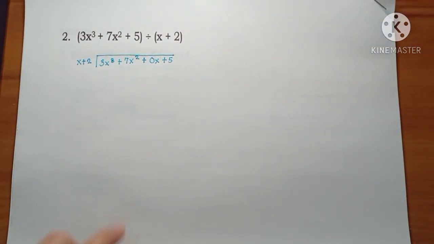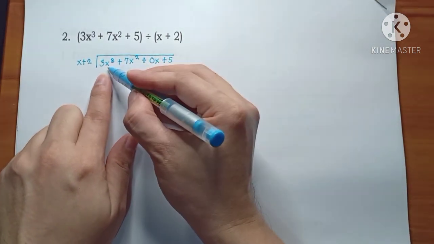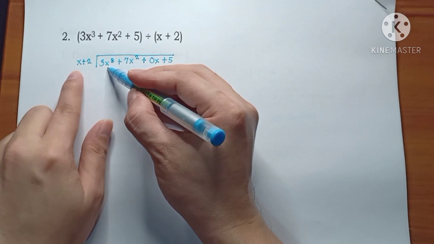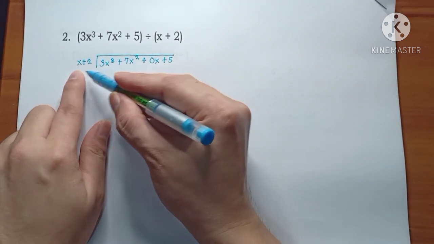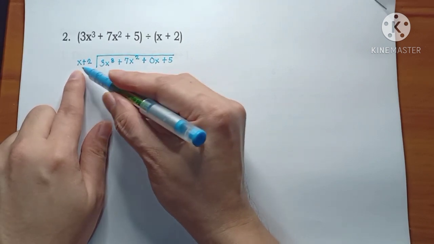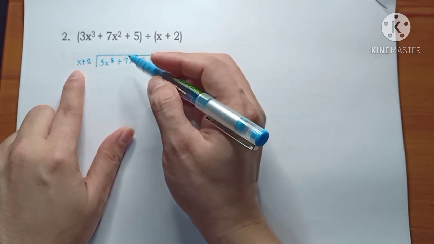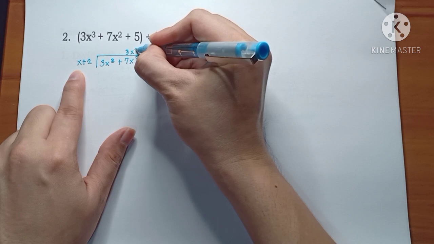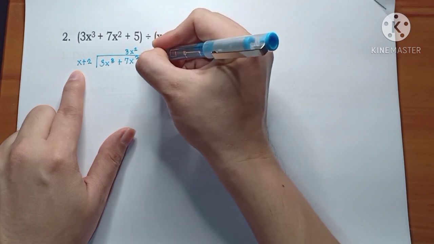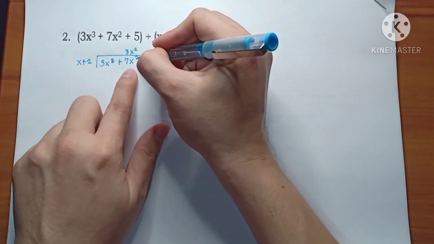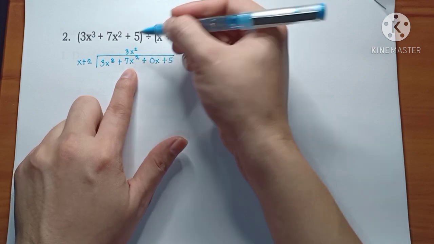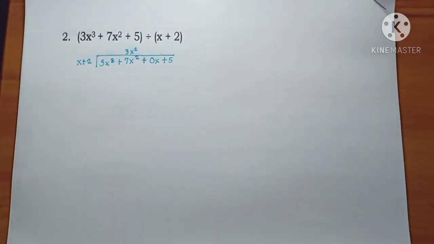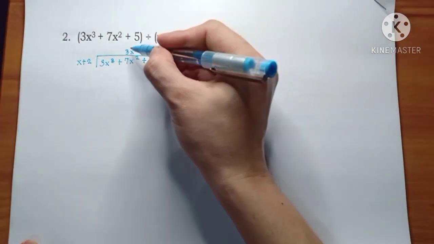So, i-divide natin yan. Divide lang natin yung first, yung una lang. So, 3x cubed divide by x is 3x squared. So, ilagay natin dito yung ating answer. Bakit dito natin ilagay? Kasi para pareho sila ng kanyang literal coefficient. Para alam natin na malapit natin matapos. Para hindi kayo malito. Then, saka natin multiply ulit.